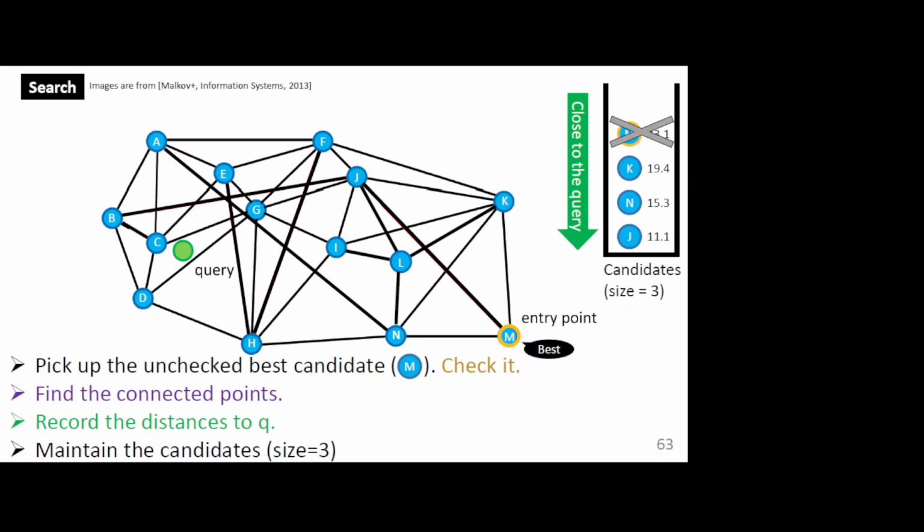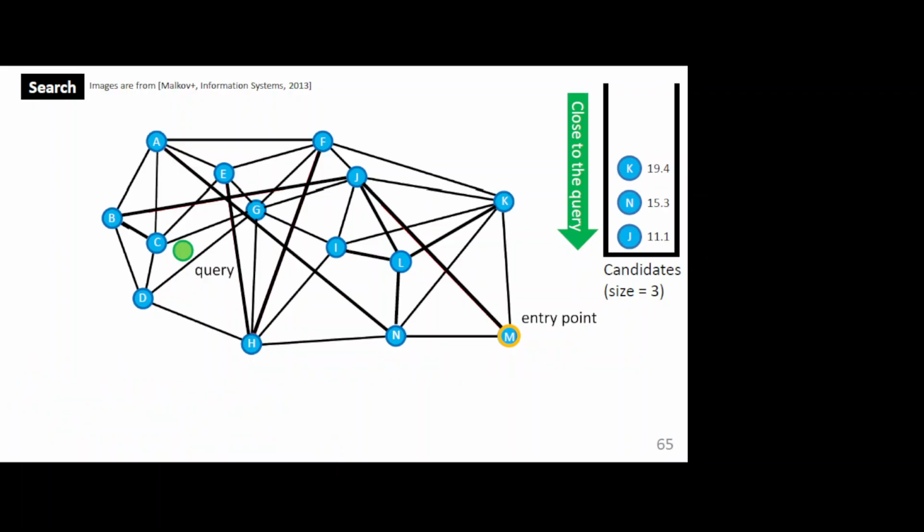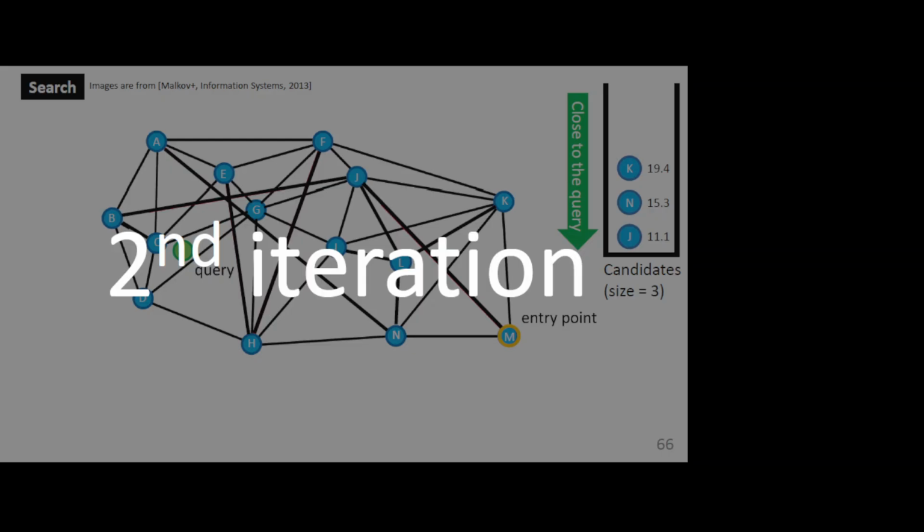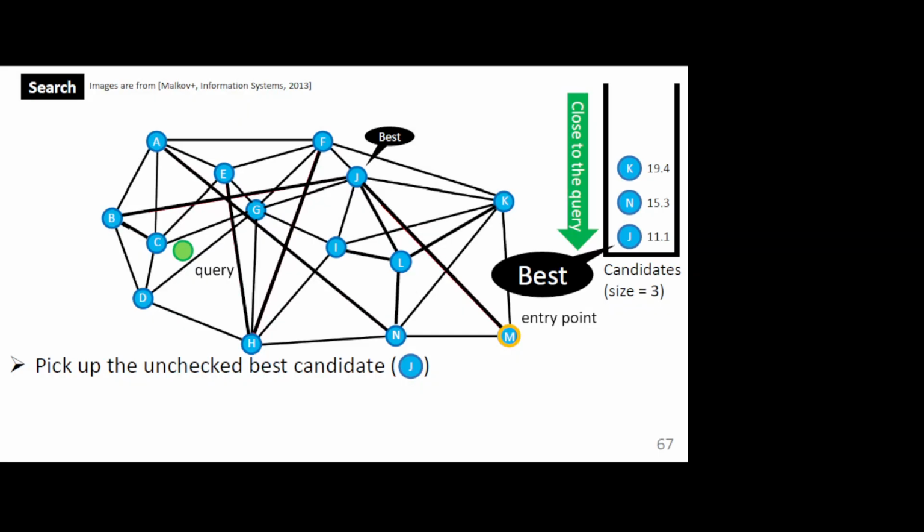Okay, we remove it. And then is a second iteration. So the second iteration will start from your best one in your bucket. Currently there are 3 candidates, but the best one is node J. Okay, so we check node J and explore its neighbors.